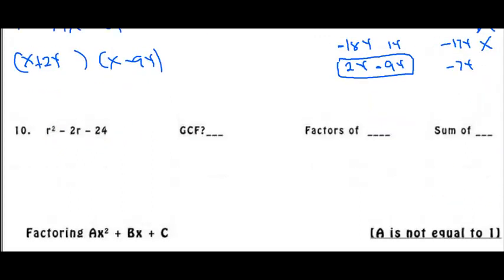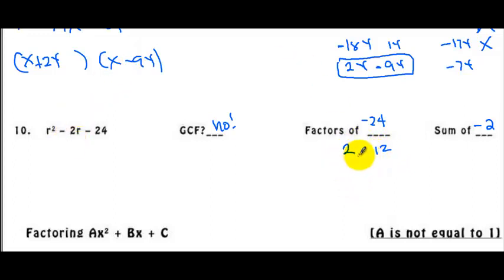Alright, number 10. I need factors of negative 24. Or let's check first GCF. Do we have a GCF? No, there's no GCF. So we need to get factors of negative 24. The sum should be equal to negative 2. Okay, now since the last term is negative, the factors should be one positive and one negative. Now the middle term is negative, so the one that has a greater absolute value should be the one that is negative. So for example, we can have 2 and 12. Alright, but we need one of these to be negative.